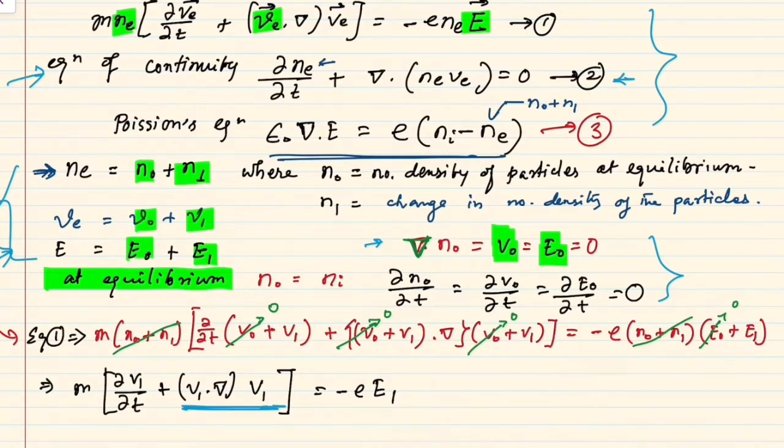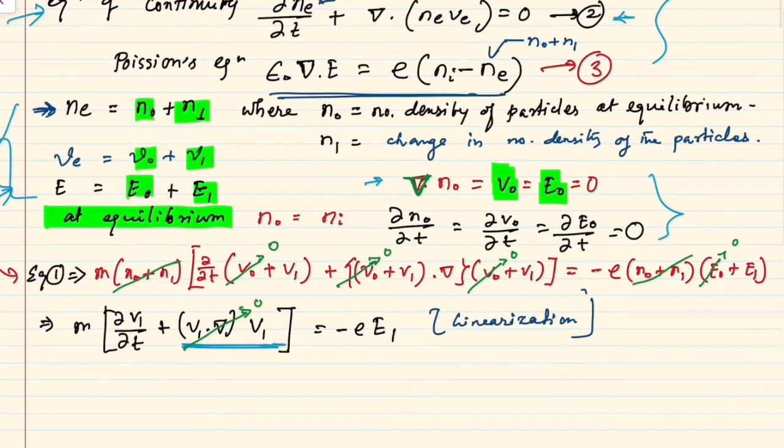If we apply linearization, then this second order term will become 0 and should not be included. So this equation is reduced to M del V1 by del T is equal to minus E1, capital E1. This is equation number, suppose, 5.